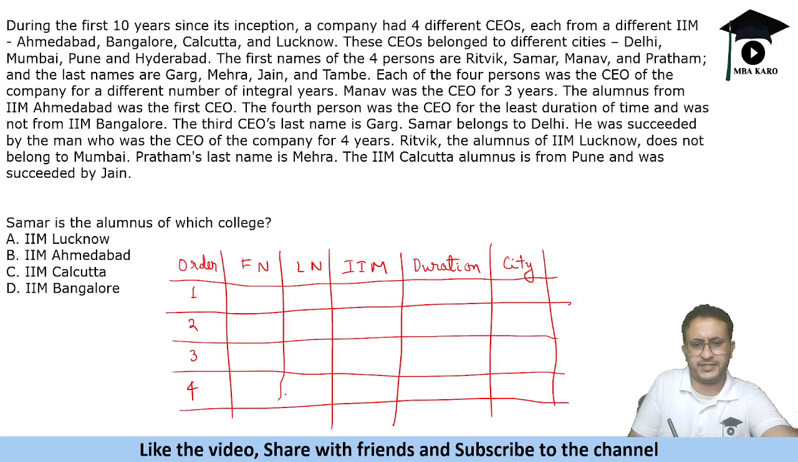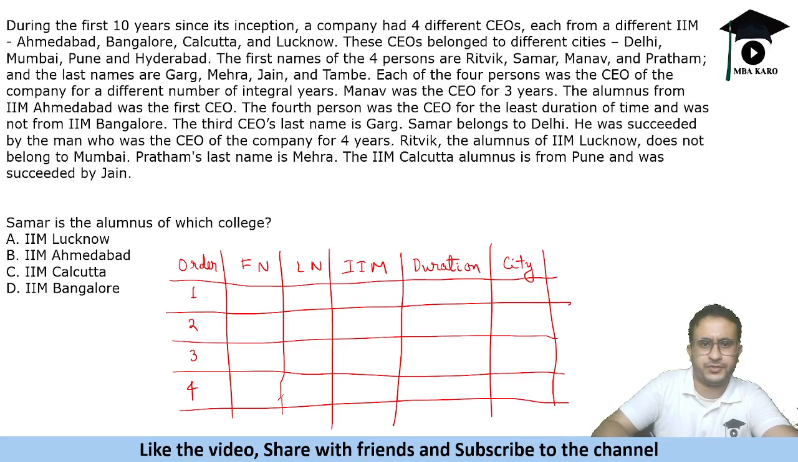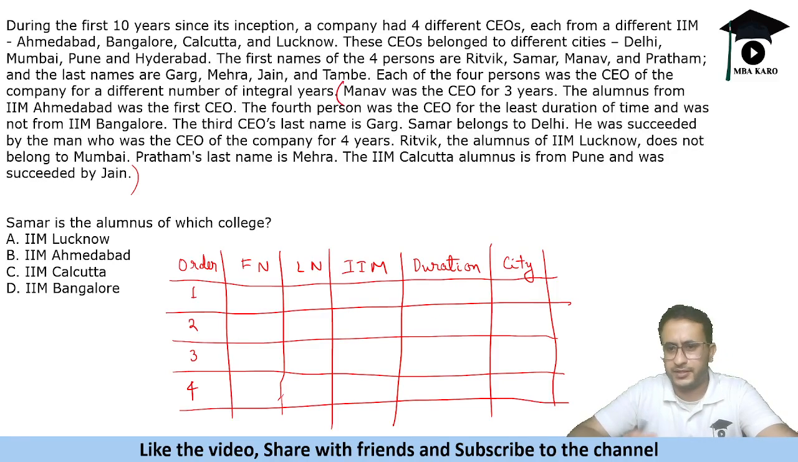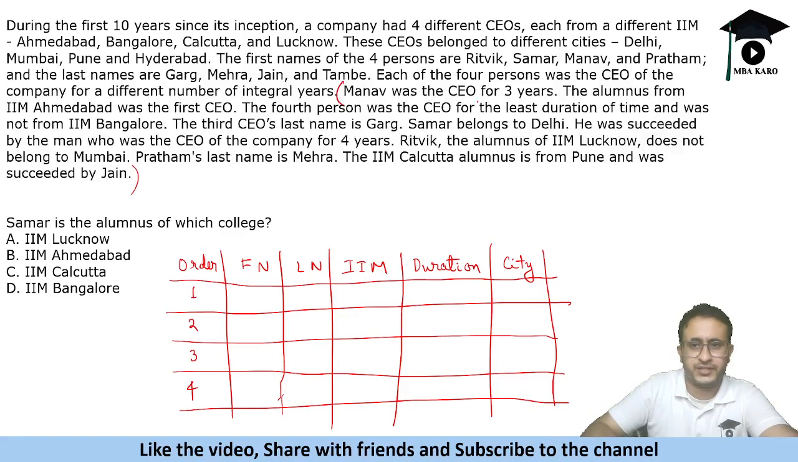Okay, so we are given several statements. We need to fill. Let's start with the direct information and solve it. So the passage actually starts from here. Mana was the CEO for 3 years. Okay, so now we cannot fill this because 3 years duration, right? He was the first CEO, second, third, we do not know. So let's move on to the next one. The alumnus from IIM Ahmedabad was the first CEO. Okay, so this is done.